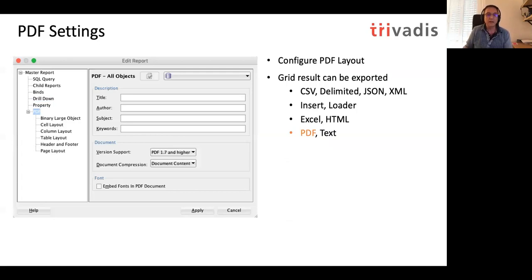And the last thing are PDF settings. I don't show this slide really because of the PDF settings, because I honestly never use it. But what's interesting is when you have a table grid, you have several options to export your information. You may export it in CSV, delimited, JSON, XML, as a loader, as Excel, as HTML, and one option is PDF. So you have a lot of default actions you can execute on your result table grid. And that's what I wanted to mention here.